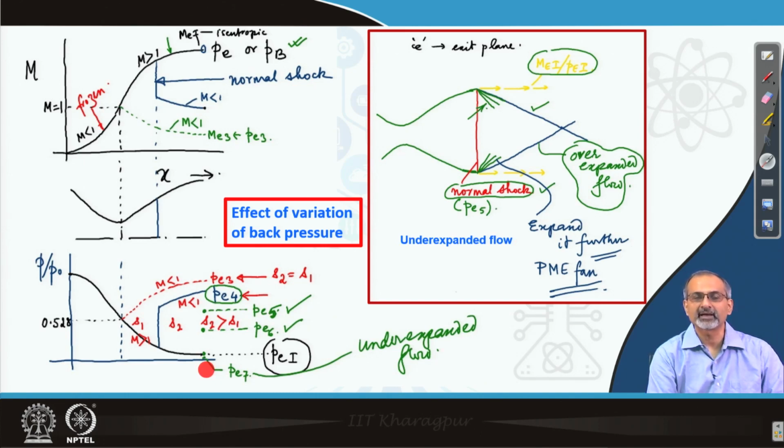You have expansion fans created at the lip of the CD nozzle exit, and then as you start raising the back pressure, you come to the ideally expanded pressure. If you keep raising it beyond that, gradually an oblique shock will form at the exit of the CD nozzle, and it's kind of an over expanded flow in that case.